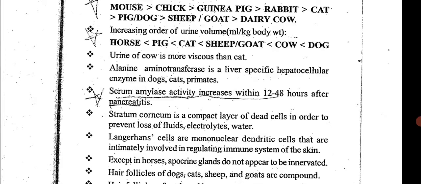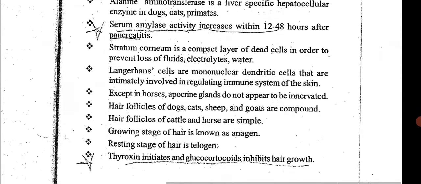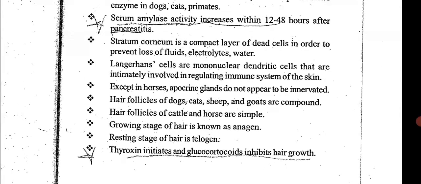Stratum corneum is a compact layer of dead cells in order to prevent loss of fluids, electrolytes and water. Stratum corneum is a dead cell layer. Its function is prevention of loss of fluids, electrolytes, and water.